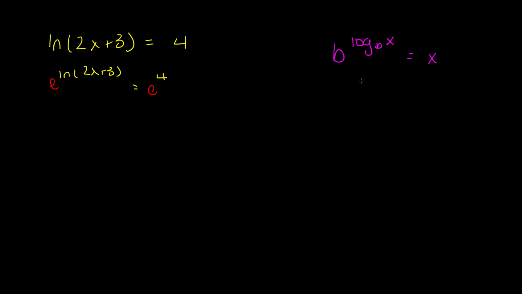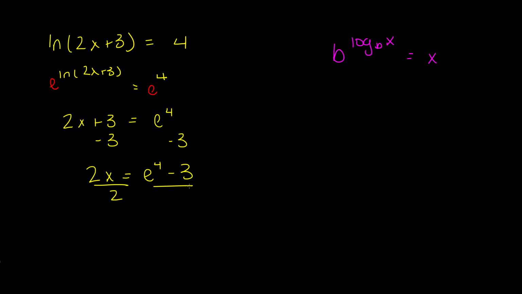Then I can use this property right here and I can take 2x plus 3. So now I have 2x plus 3 equals e to the fourth. Isolate x, so I subtract 3 from both sides. 2x equals e to the 4 minus 3. Divide by 2. And I get x equals (e to the fourth power minus 3) divided by 2. This is the precise answer. And the approximate answer, using a calculator, is approximately 25.799.